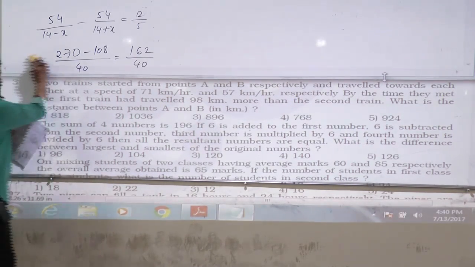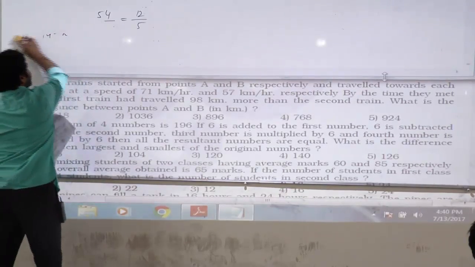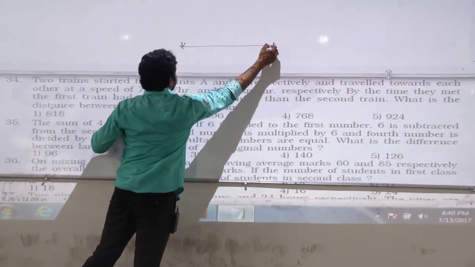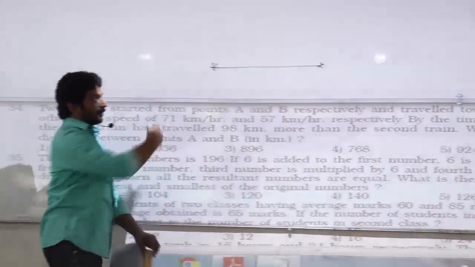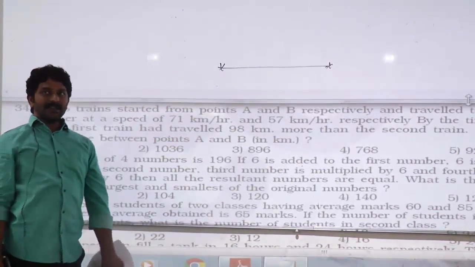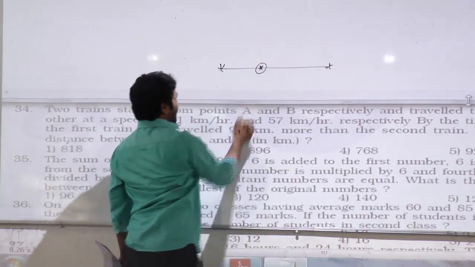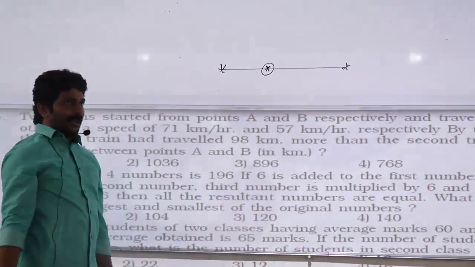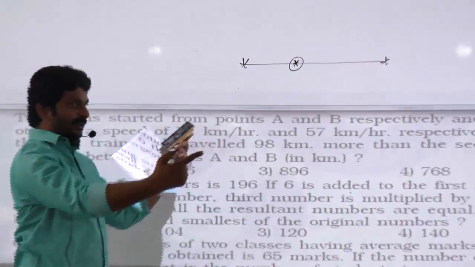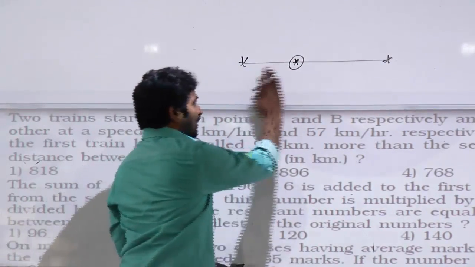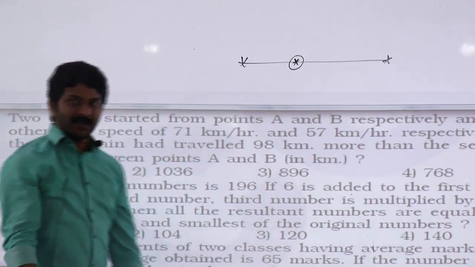They are moving opposite to each other, right? Let's say these are A and B. Both are coming from opposite directions. They started at the same time. Let's say they will meet at a certain point. If you want to calculate the distance between A and B, you can just calculate the distance travelled by the first train and the second train. Yes or no?